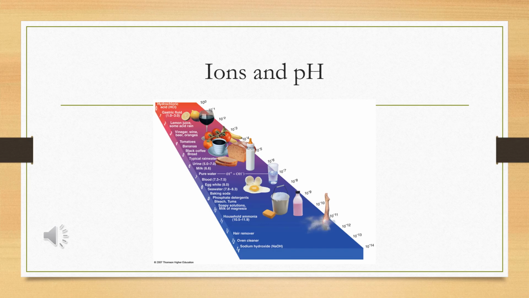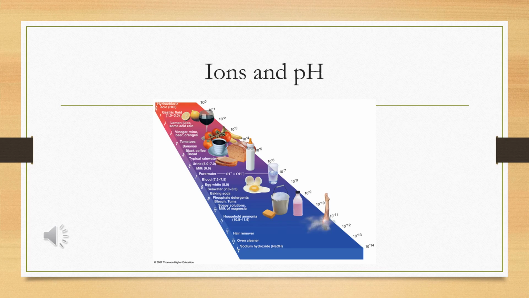Ions, on the other hand, are atoms that have gained or lost electrons and therefore have a charge, either a positive or a negative charge, depending on whether they have gained or lost the electrons. One of the ways that we look at and talk about ions is in relation to pH. pH is a measure of the concentration of hydrogen ions in a solution, and we can use that concentration to define a solution as being neutral, acidic, or basic.